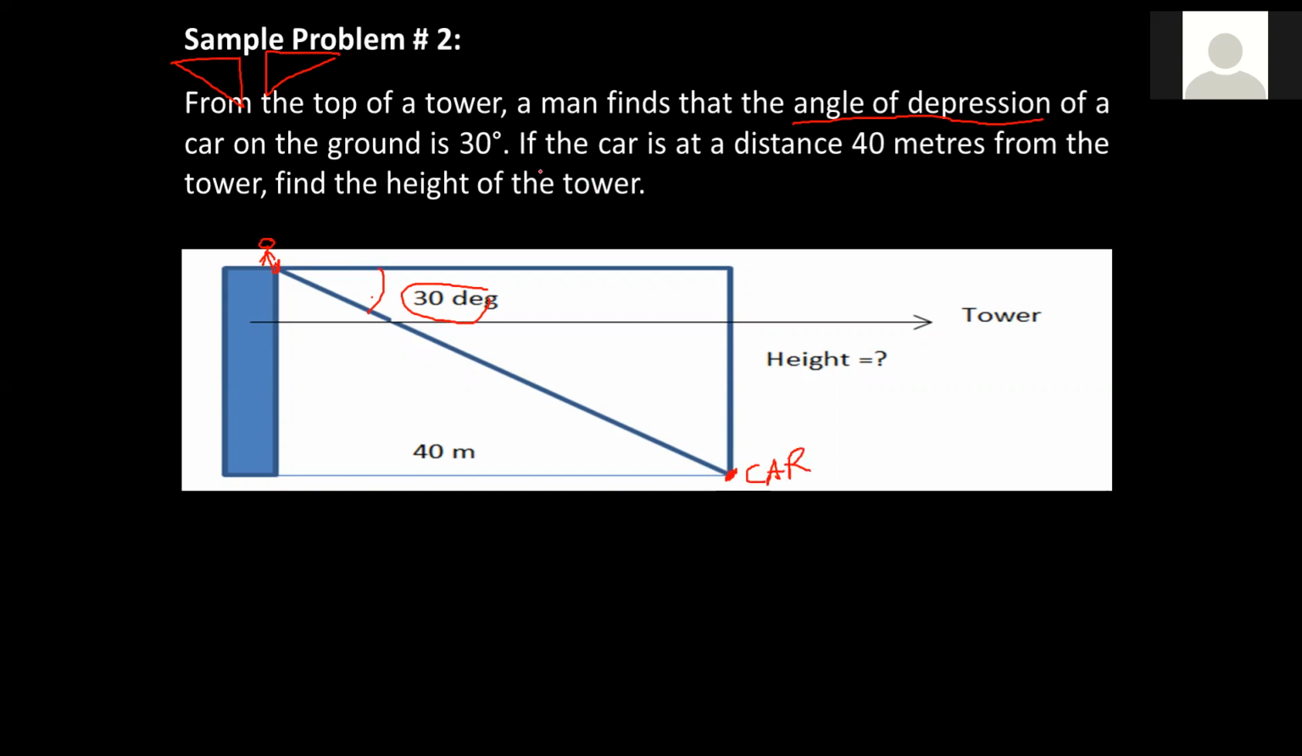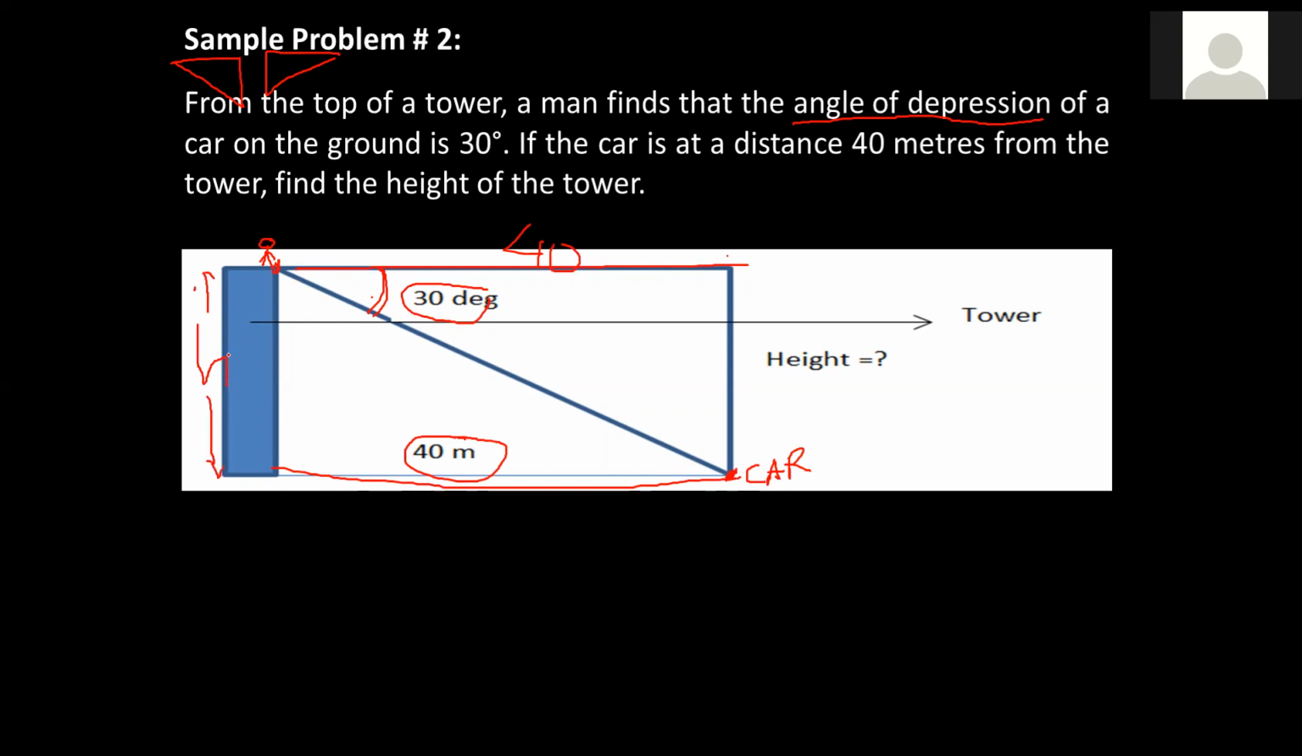And so it happens that he found out the angle of depression is 30 degrees. If the car is at a distance of 40 meters from the tower, this is the distance, 40 meters. If this is 40 meters, definitely this side is also 40 meters. Okay? So, what we are looking for is the height of the tower. This is the height of the tower. How tall is that tower?